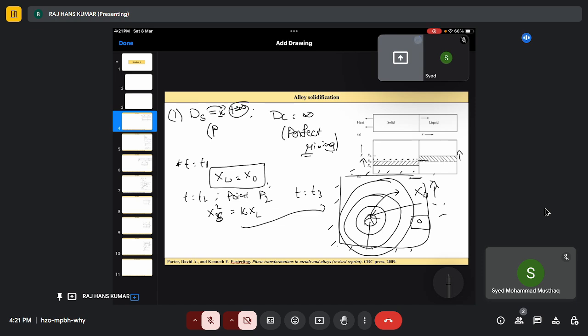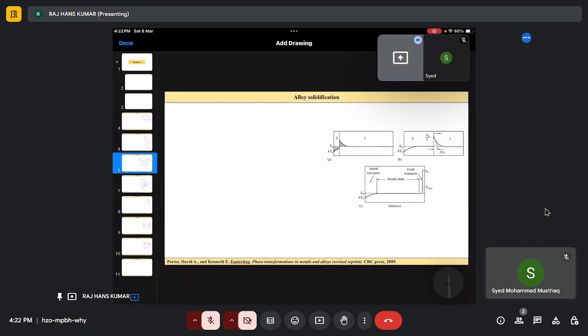So then what happens? Because of this concentration gradient, the atoms will diffuse from higher concentration to lower concentration. And finally, after giving enough amount of time, this whole concentration will average out. So finally, you will have the average composition, which will be X naught. So that is the case here.